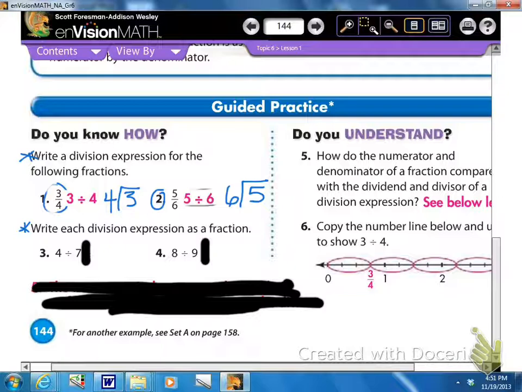And down on 3 and 4, it's the opposite. So they want you to write the division problem as a fraction. So if it's 4 divided by 7, remember it's numerator divided by denominator. So you're going to have numerator on top, denominator, what it's being divided by. 8 divided by 9, so numerator again is on top, denominator on bottom.